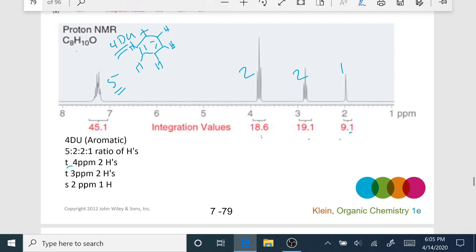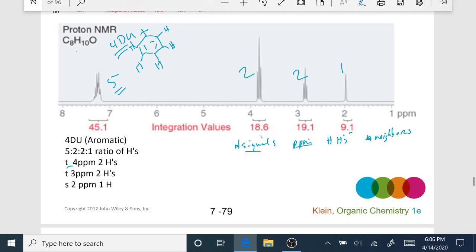Now, what I recommend doing if you're working these problems is make a chart. So we're going to say the number of signals and the chemical shift in ppm, and then the number of hydrogens, and then how many neighbors does it have. And that'll help us put our pieces together. So always make your chart.